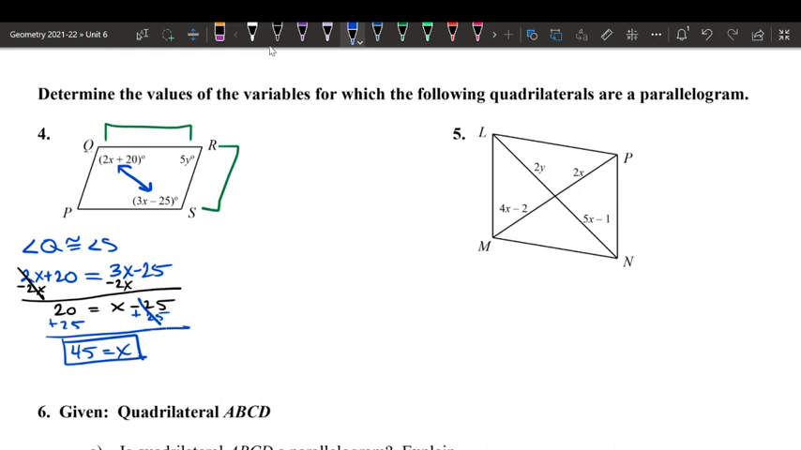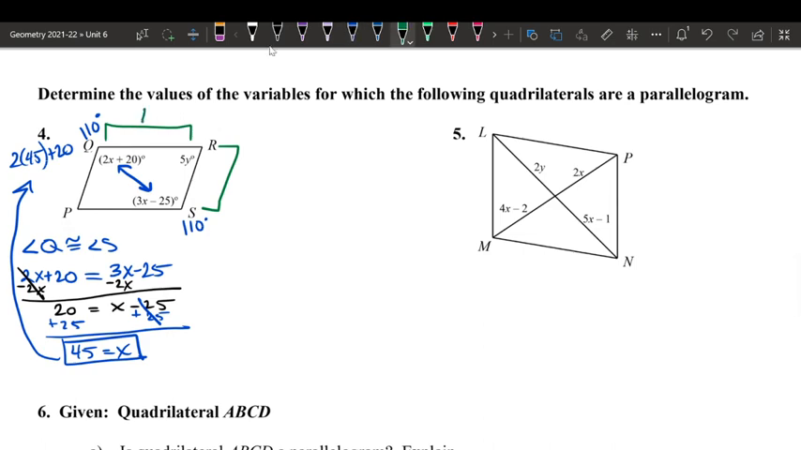So if x is 45, I come up here to 2, so I could take this and say 2 times 45 plus 20. And it's going to give me that angle, angle Q. 2 times 45 is 90. 90 plus 20 gives me 110. So I know that angle Q is 110 degrees. I also know that S is also 110 degrees because I know that they are the same.